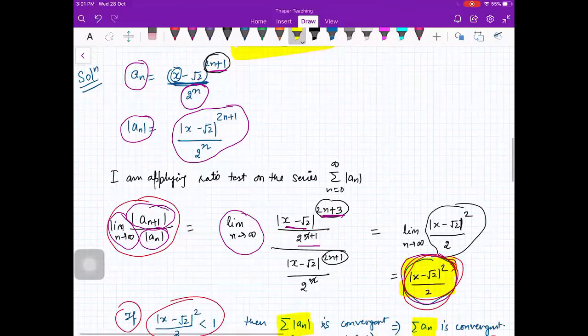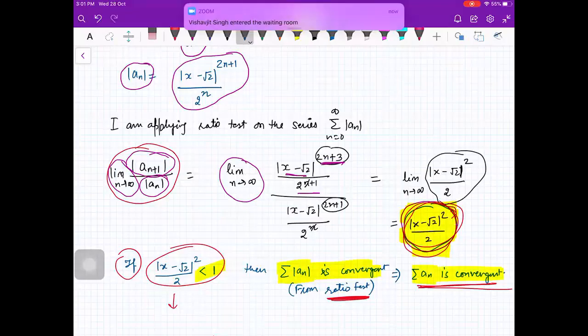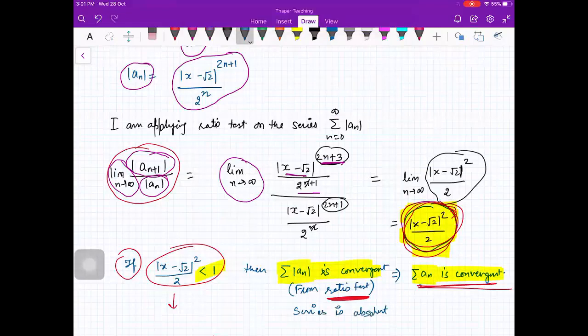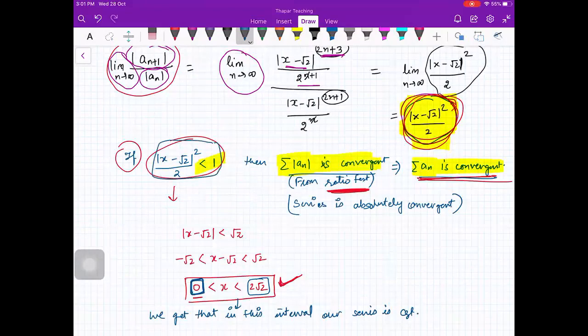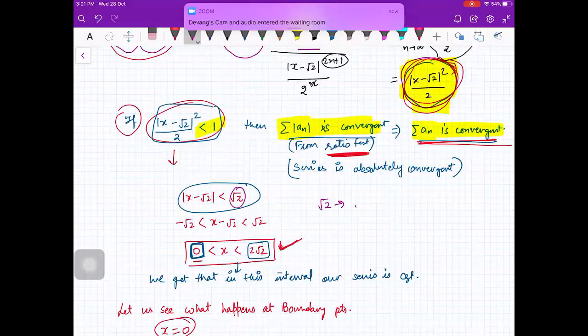Now the ratio test tells you that if this limit is less than 1, then the series with mod is convergent, and that tells you that the original series is convergent, or you can say the series is absolutely convergent. Is this clear to everyone? When your series is convergent and the mod series is also convergent, then you say that your series is absolutely convergent. So we are sure that for this region our series is absolutely convergent. Fine. So you had in the question, what is the radius of convergence? Root 2. Root 2 is your radius of convergence.